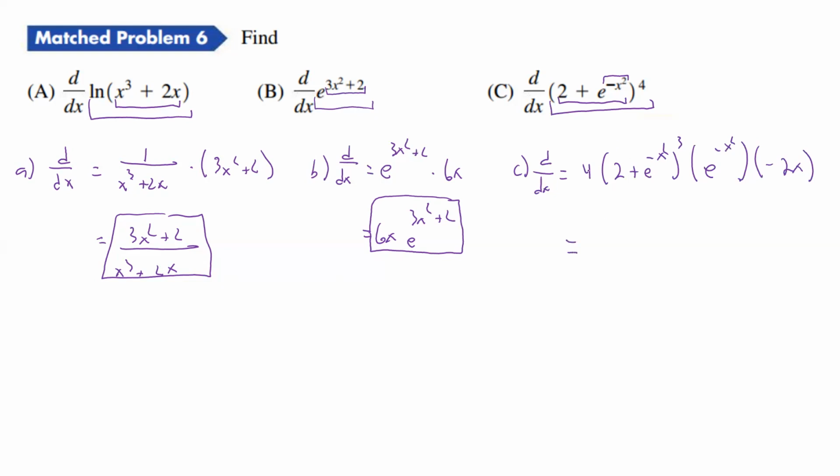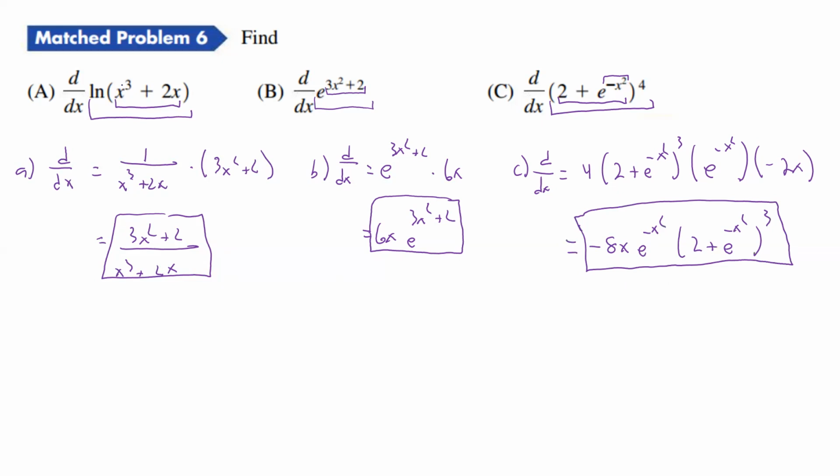And now multiplying all that together, it looks like we have a 4, so it's going to be a minus 8x e to the minus x squared times 2 plus e to the minus x squared to the third. And I don't think there's anything else we can do to simplify that. And so that would be my final derivative. And again, we just had to look at all the different pieces on where we're going to have to take derivatives and go from there.